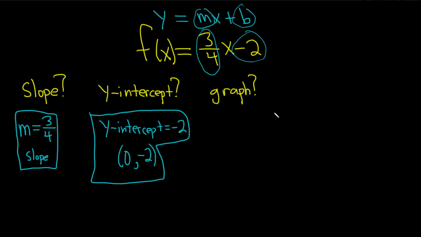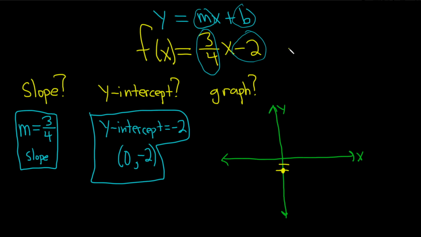So here's the y-axis, and here is the x-axis. So this is x, and this is y. And so we'll start by plotting the y-intercept, which is 0, negative 2. So from the origin, we'll go right 0 and then down 2. So 1, 2, and there it is. That's our y-intercept. So 0, negative 2.